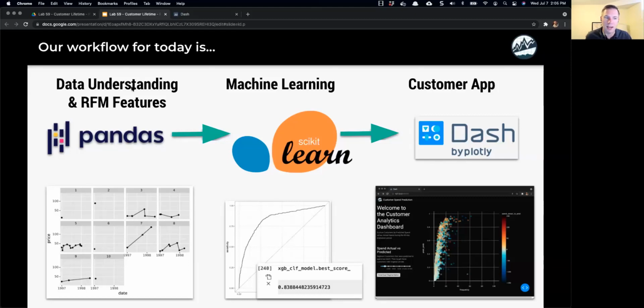We're going to be doing a lot of data understanding, and we're going to be building what are called RFM features. That stands for Recency, Frequency, and Monetary. I'll talk more about that in the business case, but we're going to be using a lot of Pandas to analyze, and we're going to be making some plots. Then we're going to jump into machine learning. And that's where this tool called Scikit-Learn is going to become extremely useful.